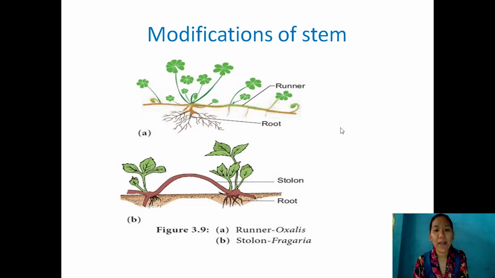Another example you find is that of runners and stolons. Here the stem grows horizontally, and in the case of runners it is touching the ground, and stolons are above the ground. Here the stem bends downward, and at the region of the node there is a development of root and shoot, and if you cut it or it gets fragmented, it grows into an individual plant. So these stems are modified for vegetative propagation.